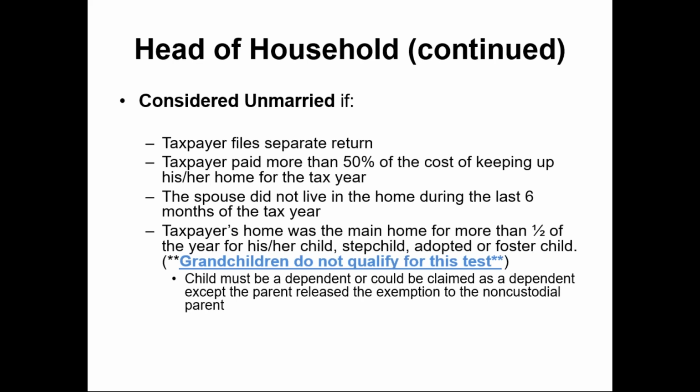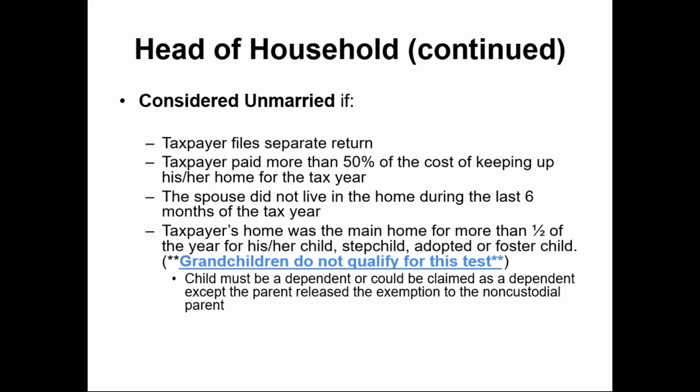to move to a married filing separately status and then convert yourself to a head of household, as long as you had provided more than half the cost of the home, lived separately from your spouse for the last 6 months, and you had a qualifying individual living with you. So the home is going to be the main home for at least half the year for your child, stepchild, adopted, or foster child. Now, a grandchild does not meet the qualifications here. When we're looking at head of household, we only go to the next layer. It's only your child, your stepchild, adopted, or foster child that meets this qualification. So you can't be a grandparent taking care of a child and meet head of household under the considered unmarried piece.